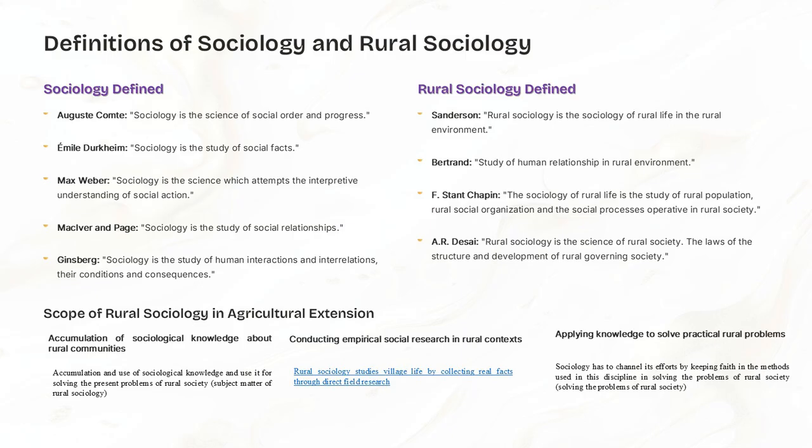Scope of rural sociology in agricultural extension. Accumulation of sociological knowledge about rural communities. Conducting empirical social research in rural contexts. Applying knowledge to solve practical rural problems. Accumulation and use of sociological knowledge for solving the present problems of rural society is the subject matter of rural sociology. Rural sociology studies village life by collecting real facts through direct field research. Sociology has to channel its efforts by keeping faith in the methods used in this discipline in solving the problems of rural society.